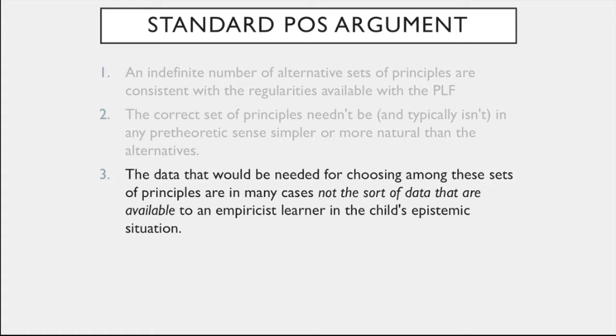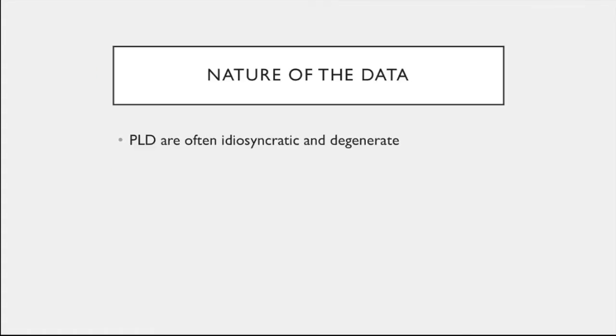However, even if speech analysis were solved, the learner still faces the obstacle mentioned in Lawrence and Margolis's third premise, namely that the data that would be needed for choosing among these sets of principles are in many cases not the sort of data that are available to an empiricist learner in the child's situation. When we talk about epistemic situation, we talk about situation with respect to knowledge. Epistemic means related to knowledge.